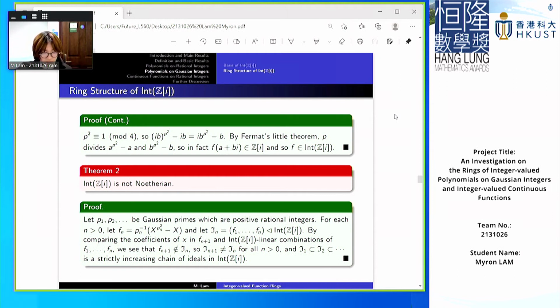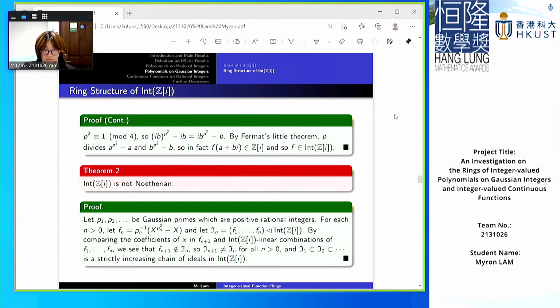Next, p squared is congruent to 1 mod 4, so we are left to consider a to the p squared minus a and i times b to the p squared minus b. By Fermat's little theorem, p divides both of these expressions, so f(a plus bi) is a Gaussian integer and f is integer valued on Z[i].